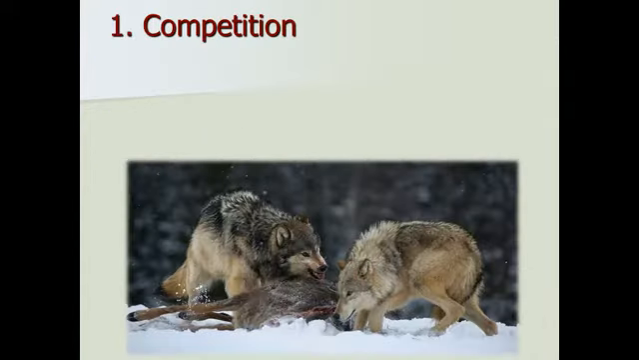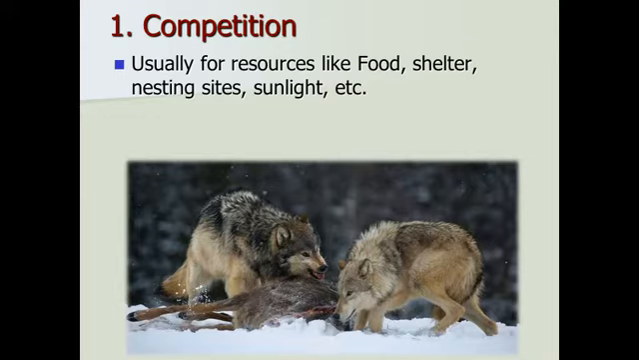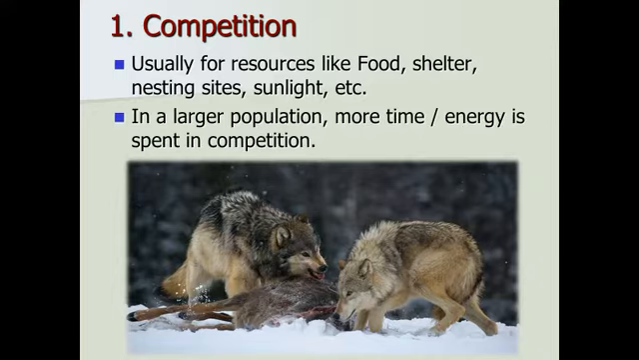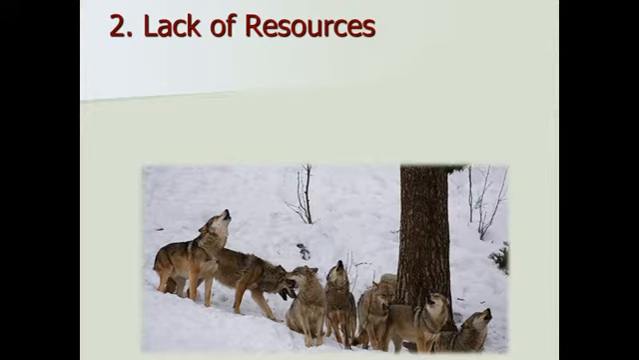The first one is competition. And by competition, usually living things are competing for things like food, shelter, nesting sites, sunlight, and so forth. In a larger population, these individuals are going to have to spend more time, more energy competing, and that is time and energy that they would not be able to spend looking for food and so on. They've got to spend time trying to avoid their competitors.